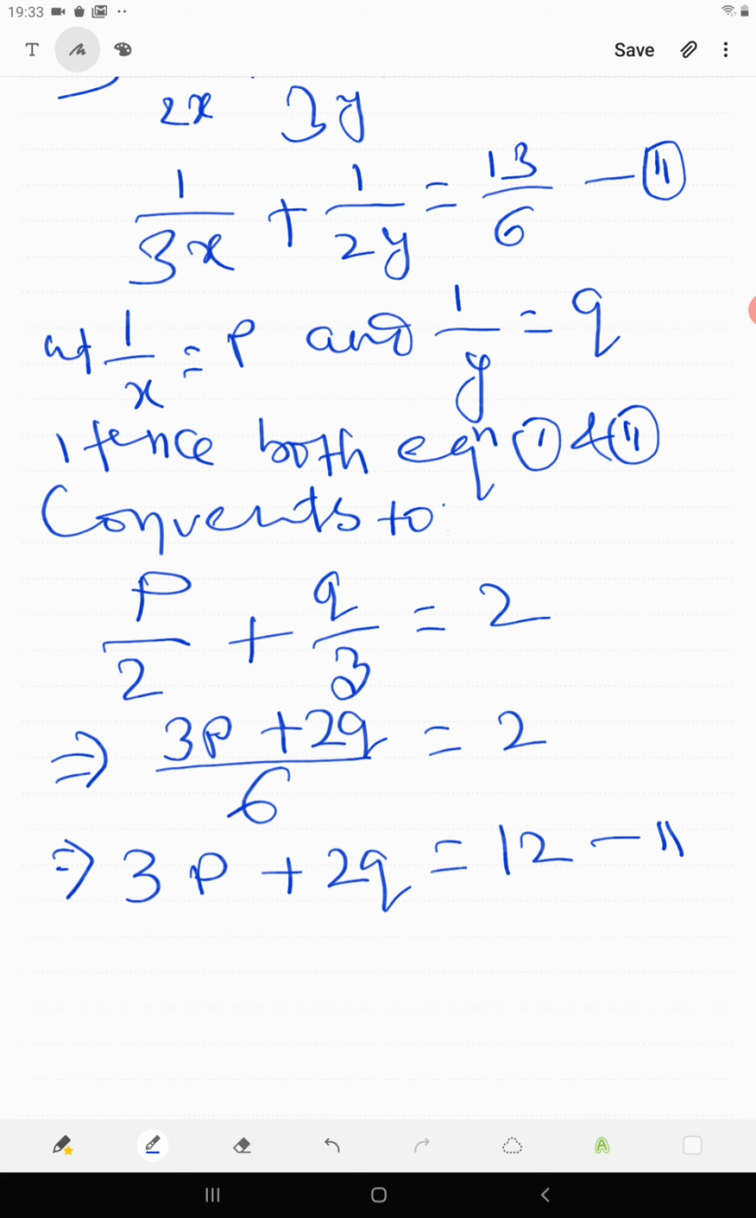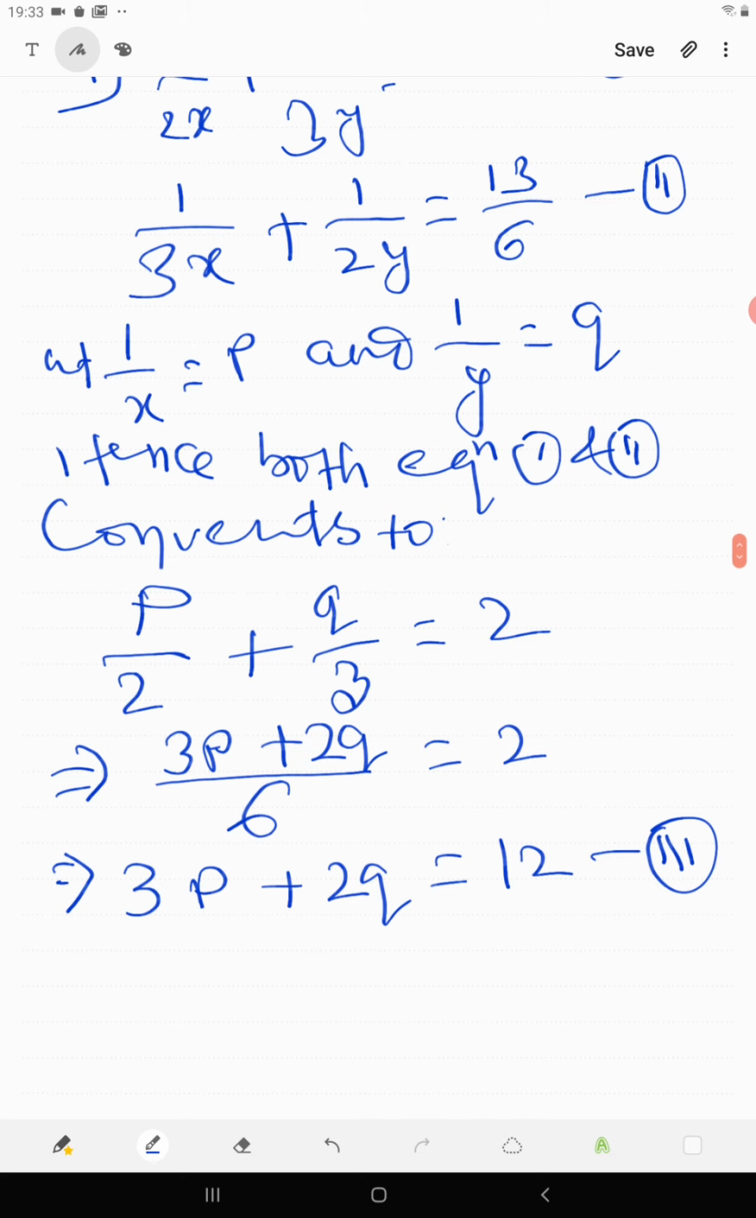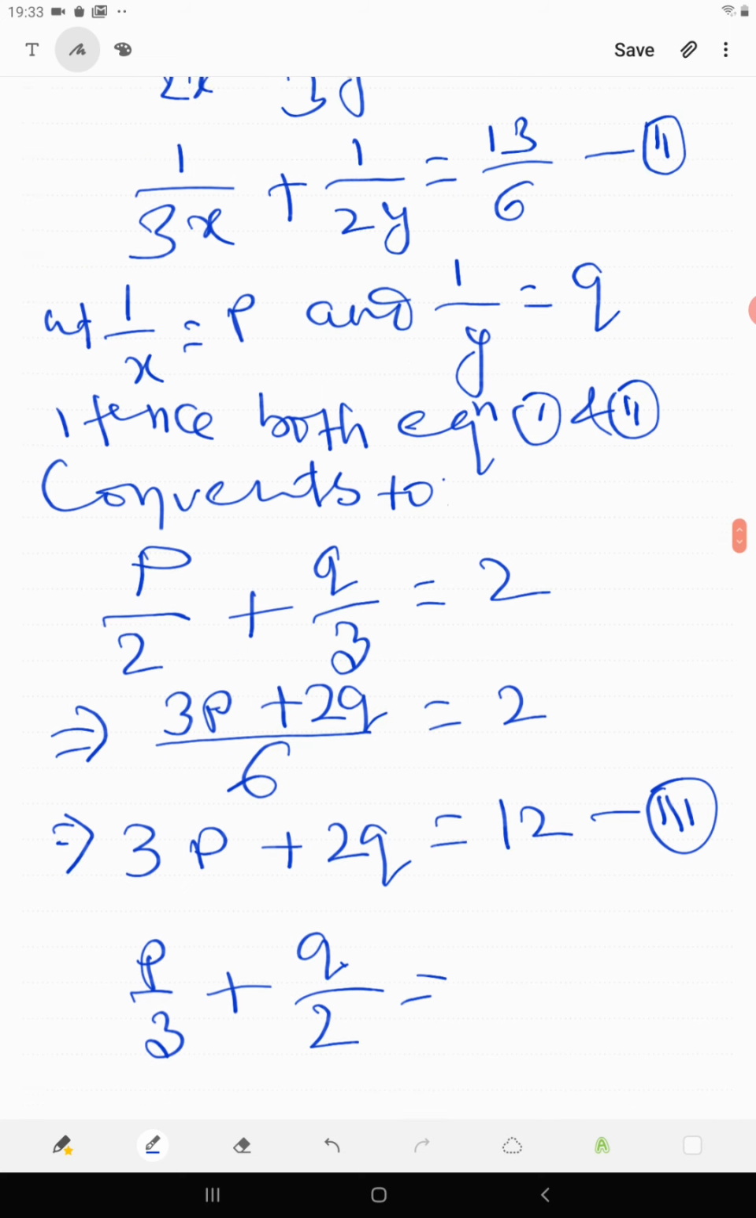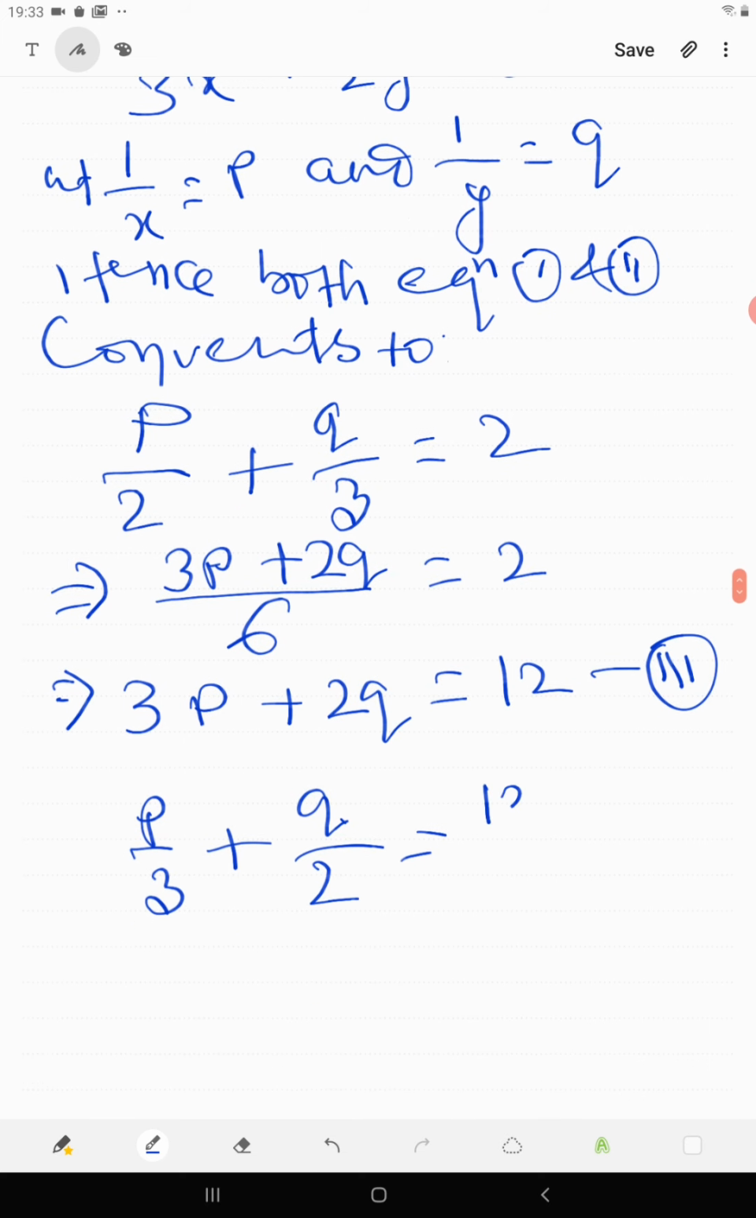So this is our equation 3. Now similarly, equation 2 can be written as p by 3 plus q by 2 equals 13 by 6. So this is our second equation.